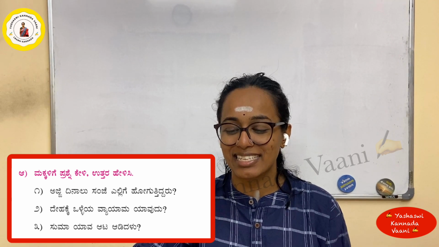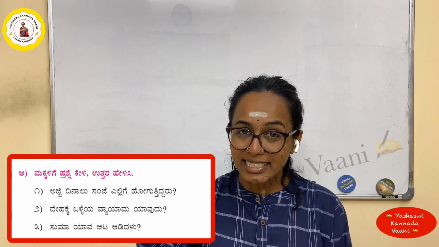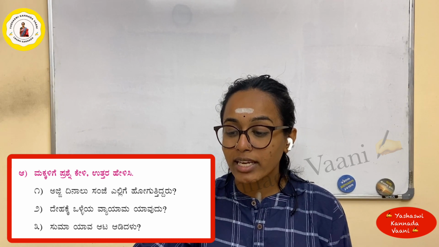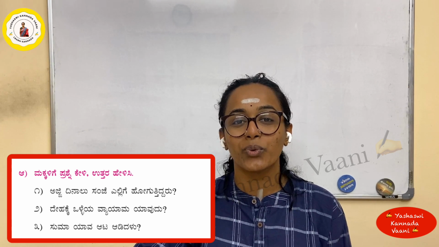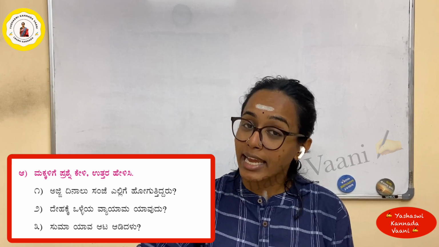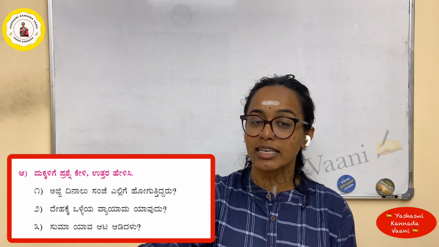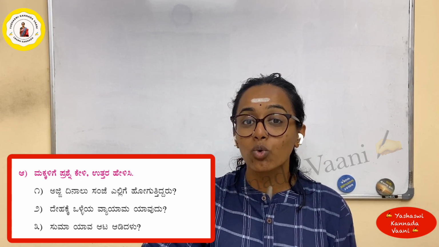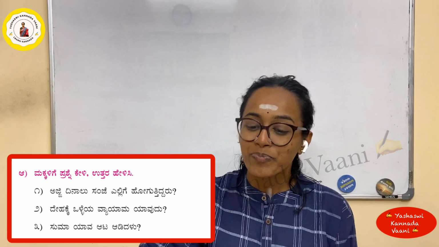ಹೂದೋಟಕ್ಕೆ. Yes. So you will say ಅಜ್ಜಿ ದಿನಾಲು ಸಂಜೆ ಹೂದೋಟಕ್ಕೆ ಹೋಗುತ್ತಿದ್ದರು. So in the place of ಎಲ್ಲಿಗೆ you will write ಹೂದೋಟಕ್ಕೆ, to the flower garden. So if you remove the K, there is no proper sentence. So always remember Hudhotakke. Okay? Next one.